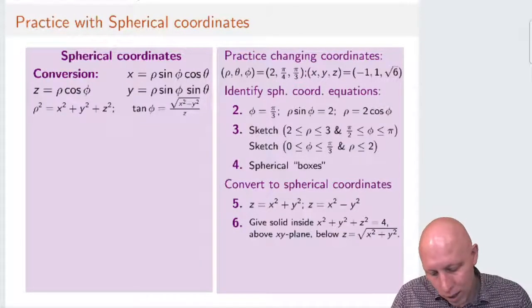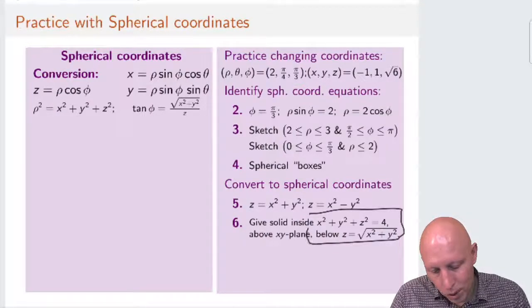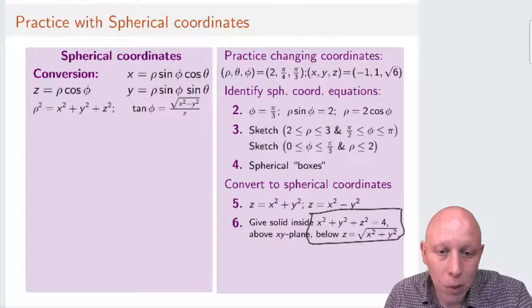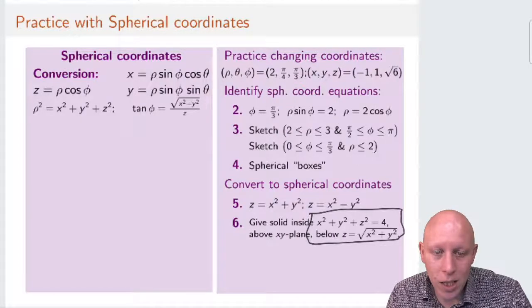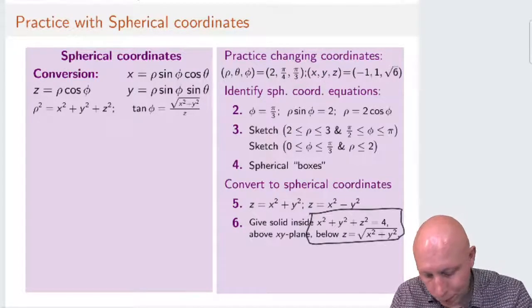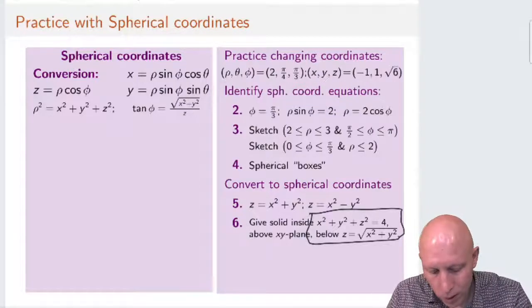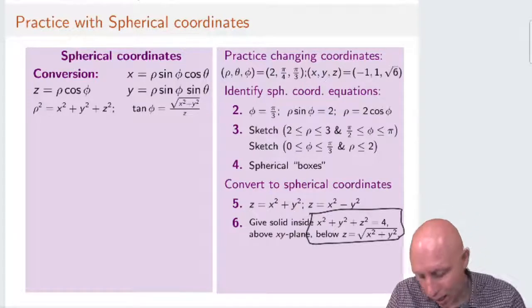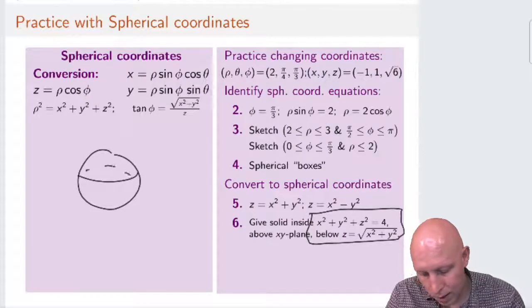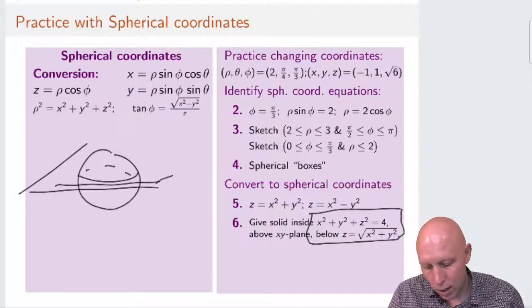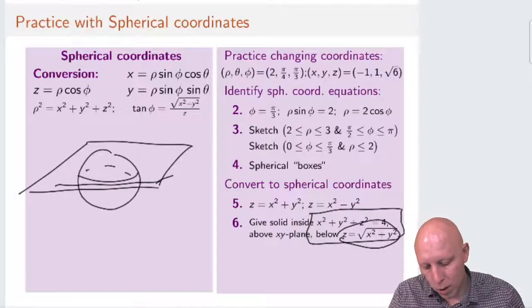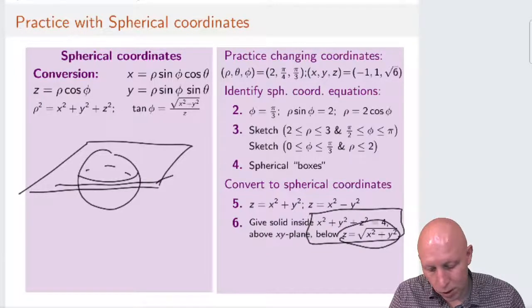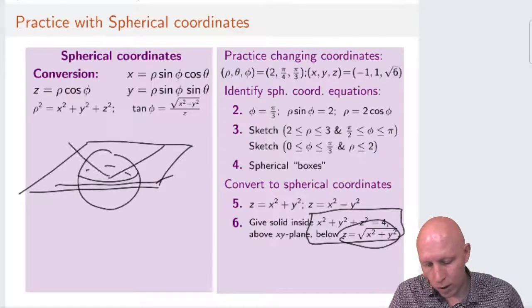So give the solid that's inside x squared plus y squared plus z squared equals 4, above the xy plane, and below z equals square root of x squared plus y squared. So we're looking at this, we see a sphere. We see something we want to be above the xy plane, and we want to be below some other function. So z equals square root of x squared plus y squared, so that's our cone.